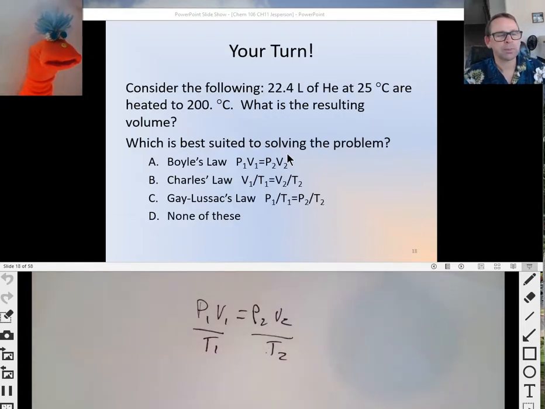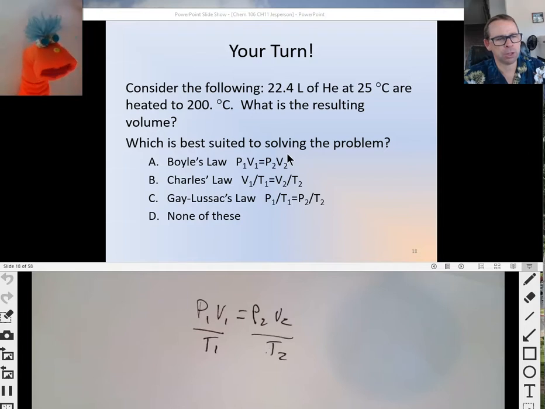Okay, so if we had a situation where we knew the volume, 22.4 liters, and we knew the temperature, 25 degrees Celsius, and we heated it to 200 degrees Celsius, what would be the best way to find the new volume? So you've got 22.4 liters. You're heating it from 25 to 200. So you want to deal with volume and temperature, right?